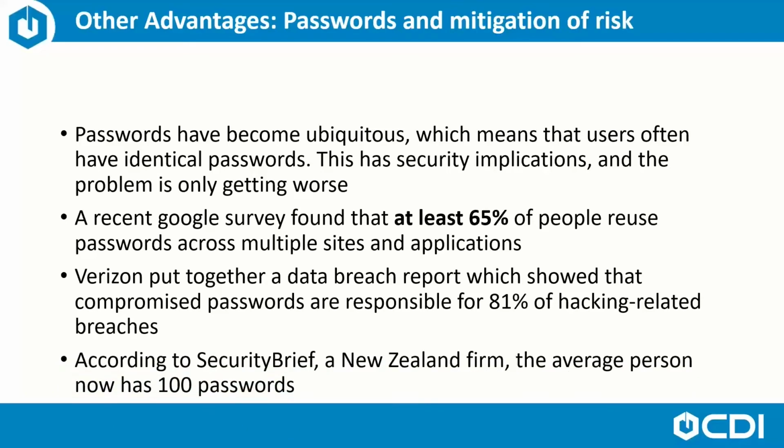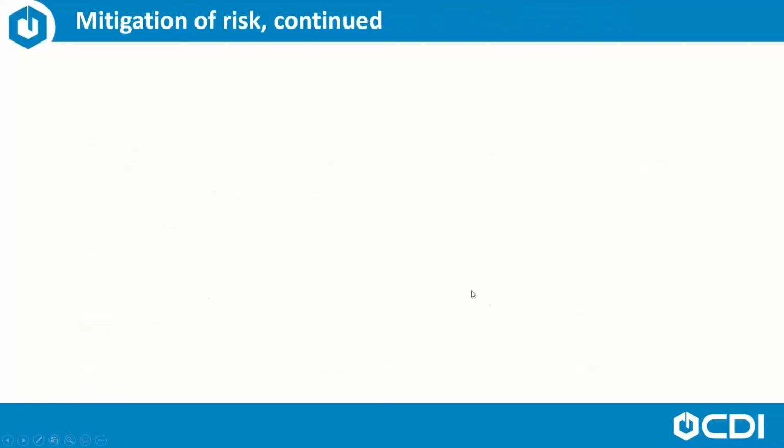Finally, according to Security Brief, a New Zealand firm, the average person today has 100 passwords to remember. So SAML doesn't solve this issue completely, but what it does do is prevent the user from having to remember yet another username and password for Laserfiche specifically, right? And therefore, it's not going to be a password that they've already used 6 other places, right? And if one of those 6 other places gets hacked, those passwords are available then to the hackers, right? So using SAML avoids that.